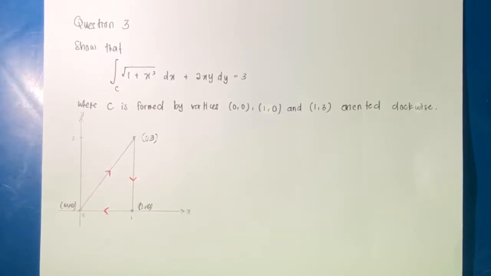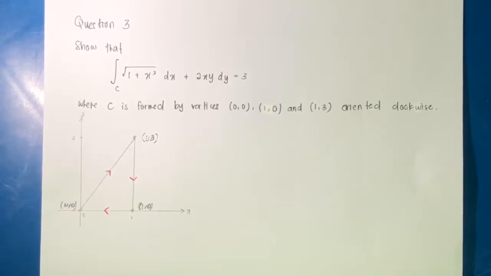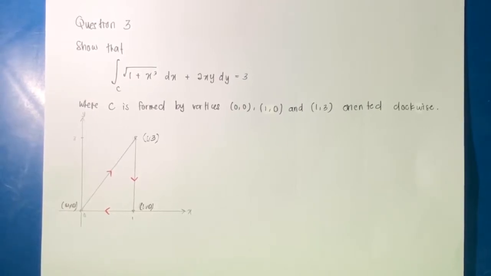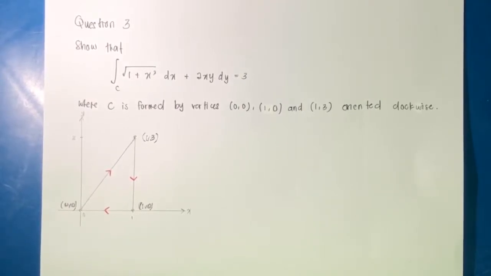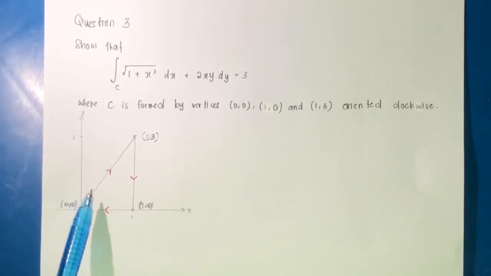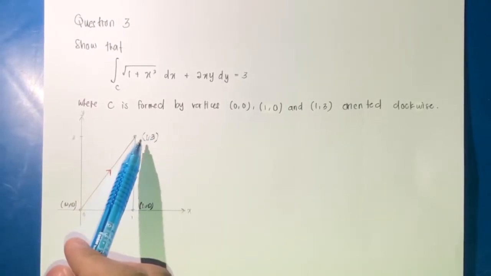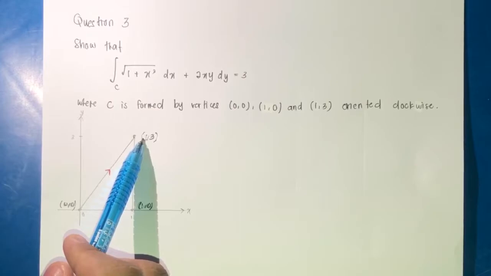Okay, so moving to question 3. Question 3 asks us to show that the integral of square root of 1 plus x squared dx plus 2xy dy is equal to 3, where C is formed by vertices (0, 0), (1, 0) and (1, 3), oriented clockwise. So when oriented clockwise, we first draw C, which I already drew. This one is C, and these are the points (0, 0), (1, 0), and (1, 3).